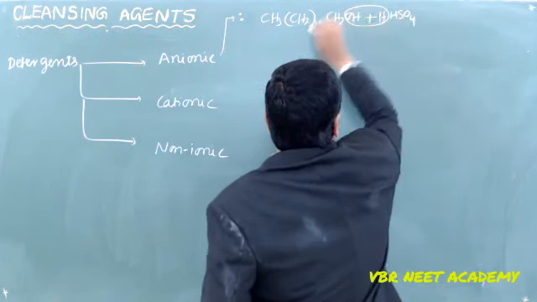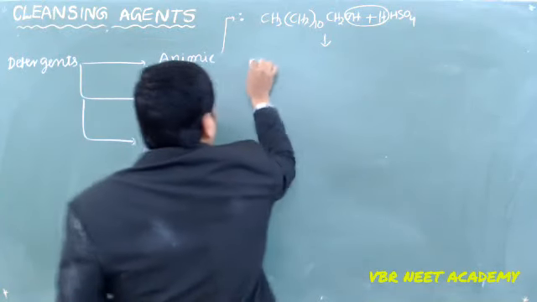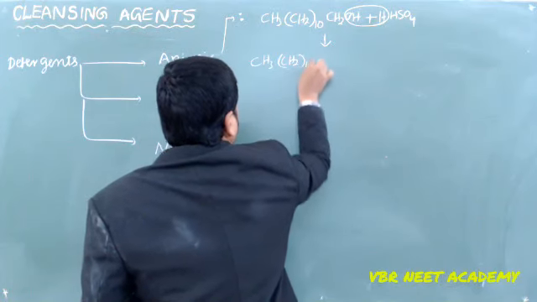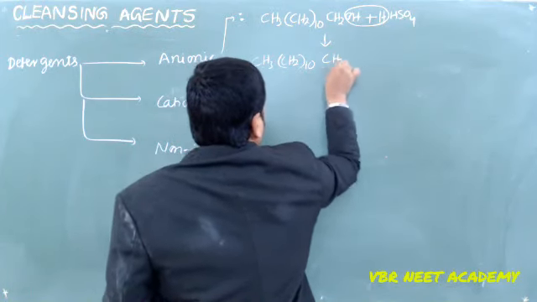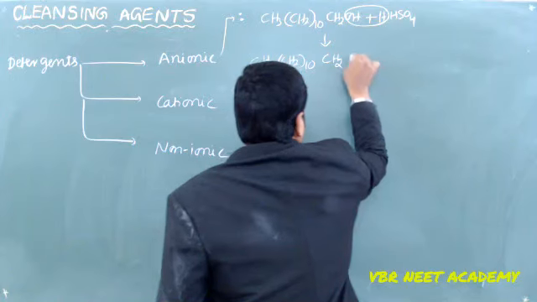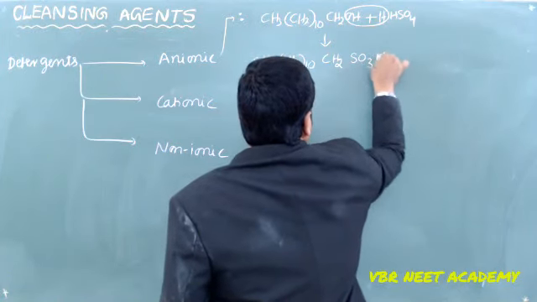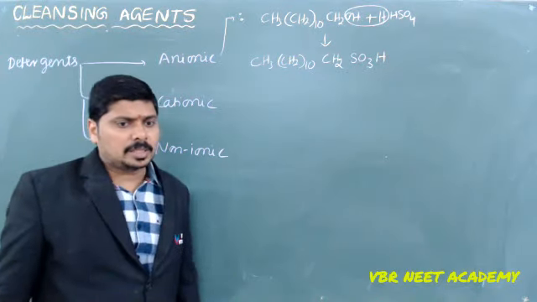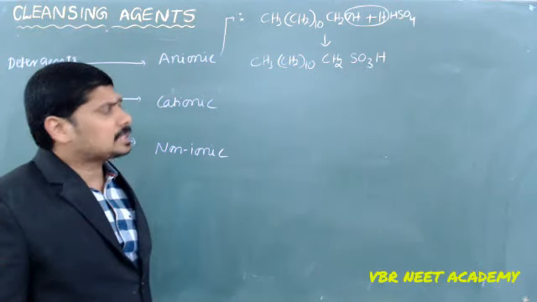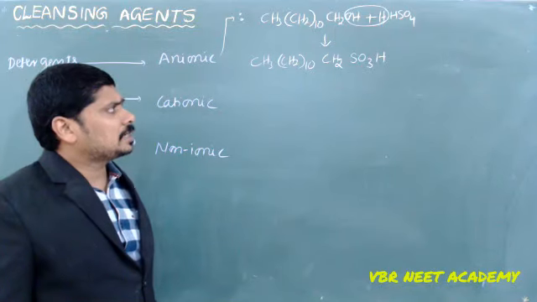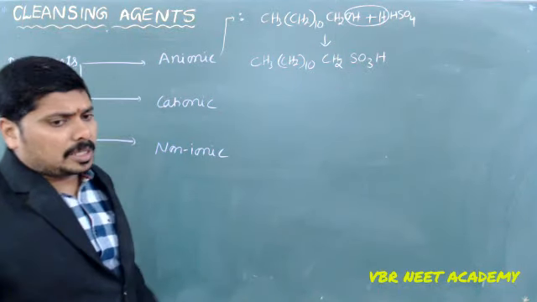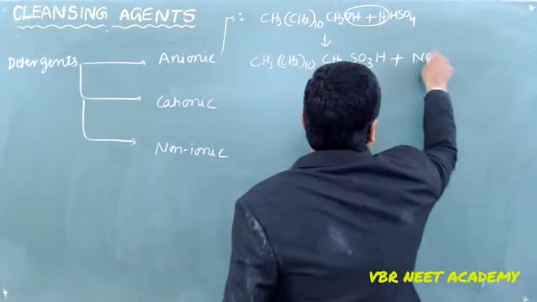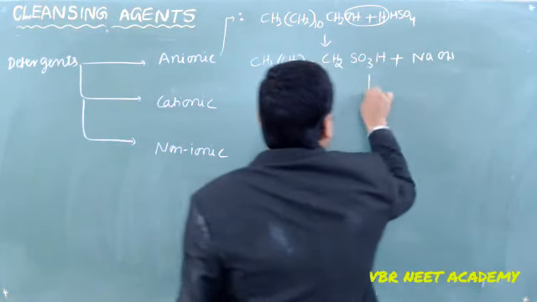Going to lose this one and it is going to form CH3(CH2)10CH2SO3H, which is called lauryl sulfate. It is going to be called lauryl sulfate.